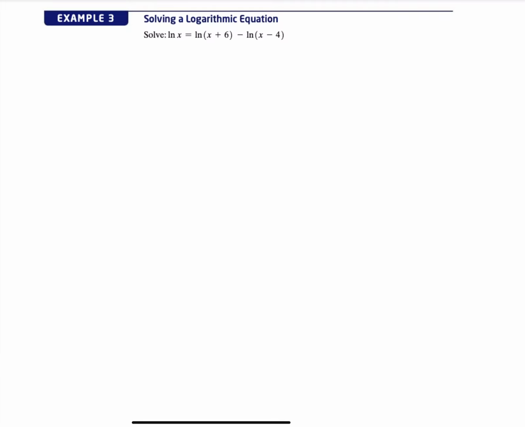So now we have natural log of x equals natural log of x plus 6 minus natural log of x minus 4. So I see the natural logs. I see a subtraction of 2 natural logarithms. So let's combine those together into a division. Recall that property.